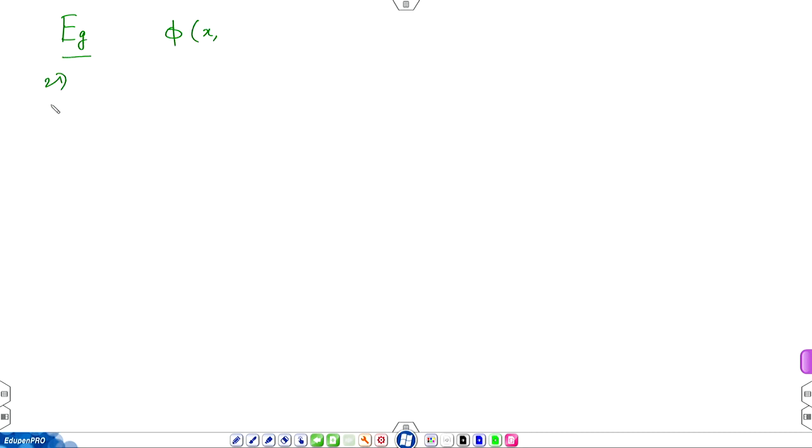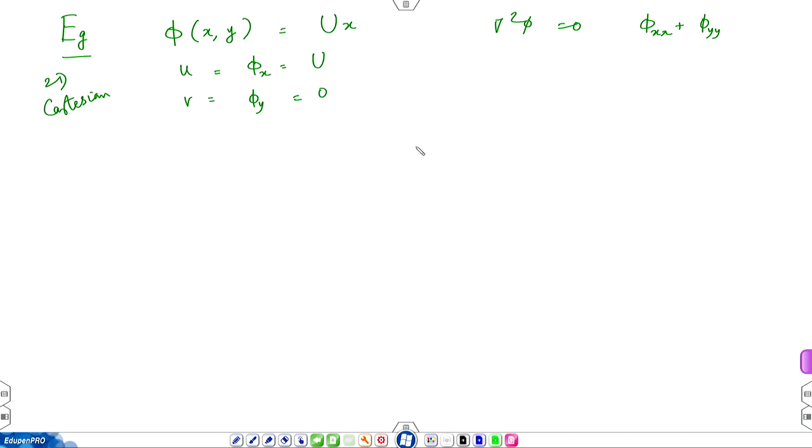Phi, we are talking about 2D Cartesian. Suppose I give you this result, phi of x, y equal to U x. Certainly del square phi is 0. What is del square phi? Phi xx plus phi yy. And then u is equal to gradient of phi. So, the x component will be phi x, which is capital U. V is equal to phi y, which is 0. There is no y here. So, what does it represent? Just uniform flow. So, in terms of velocity potential, uniform flow is represented by U x, where capital U is the magnitude of the incoming velocity, and this is flow from left to right if U is positive.